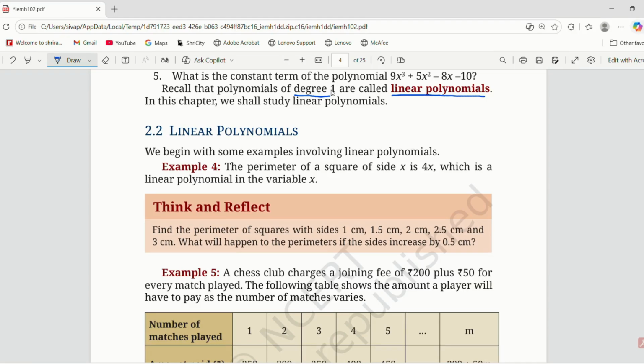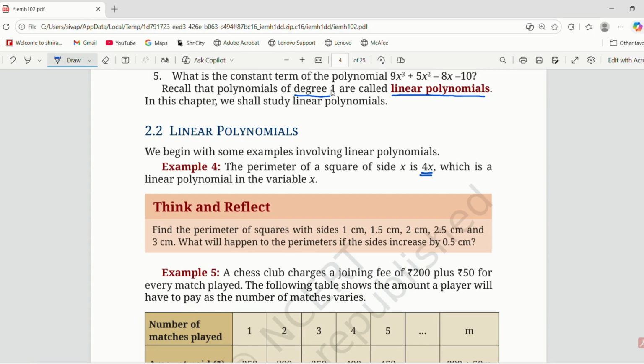Here we'll start with example number 4, where the perimeter of a square of side x is 4x, which is a linear polynomial in a variable x. Correct, because here we can see that the perimeter of a square is given as 4x, so we can consider this as a polynomial. Here we have only one variable x and whose degree is 1, so we can say that this is a linear polynomial in the variable x.